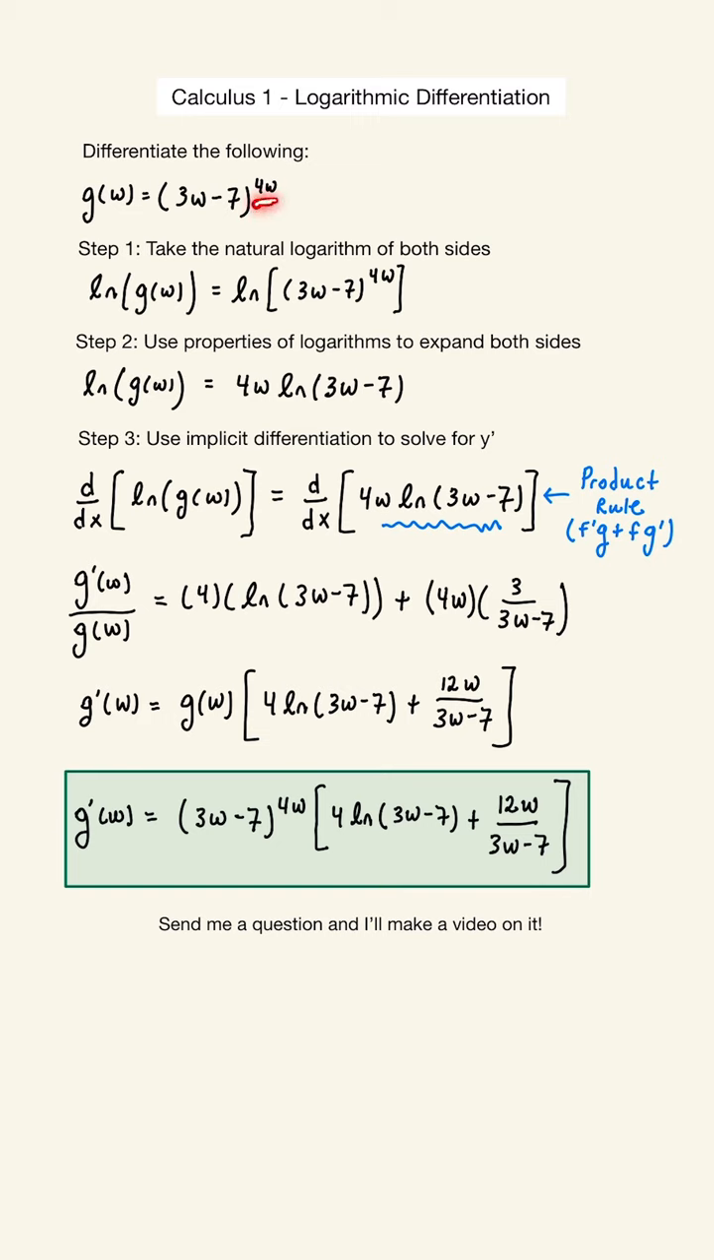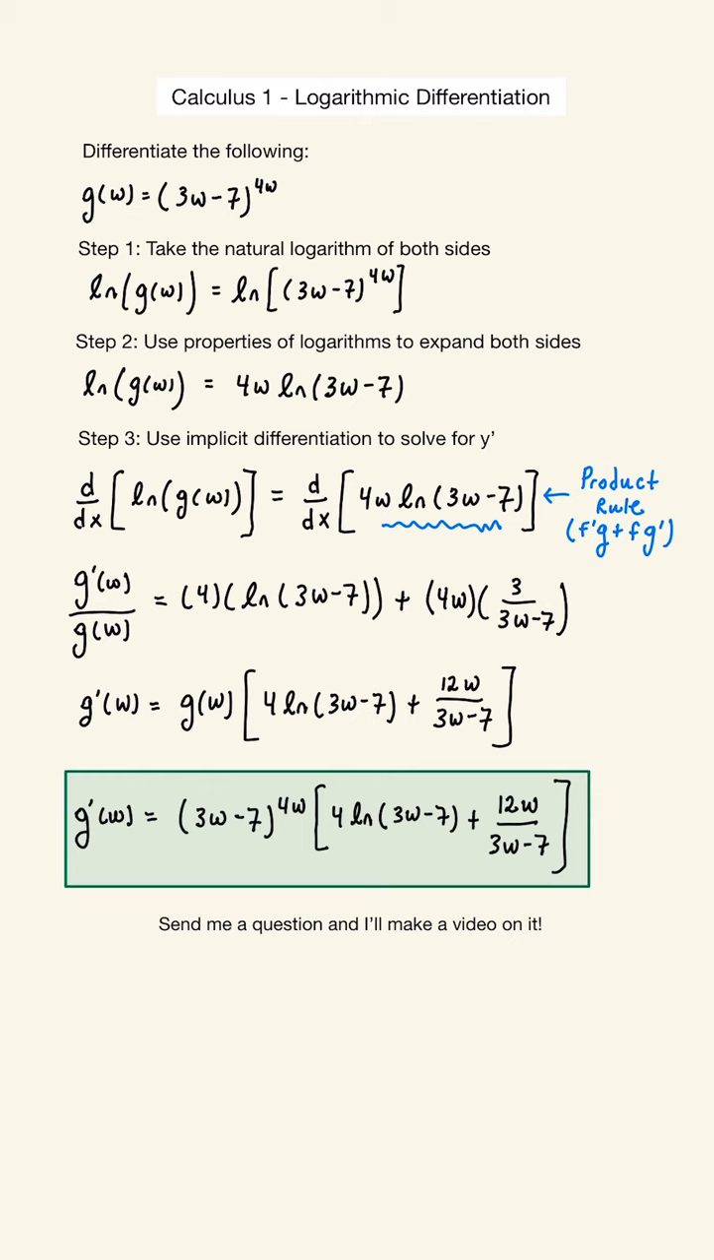We have a variable that's in our exponent, and so one of the techniques that we can use is natural logarithms to ultimately simplify our expression and then take the derivative. So that is what we'll do. We'll take the natural logarithm of both the left-hand side and the right-hand side, and then we'll use our properties of logarithms to expand this right-hand side.